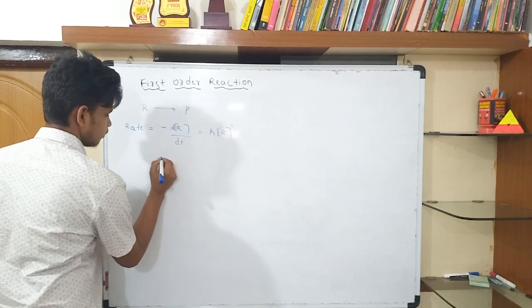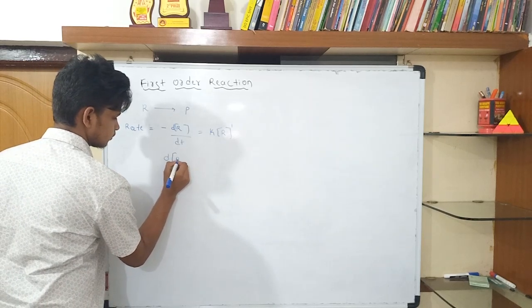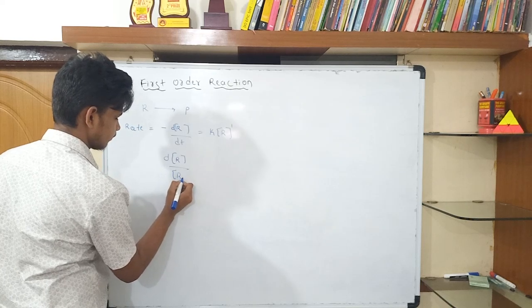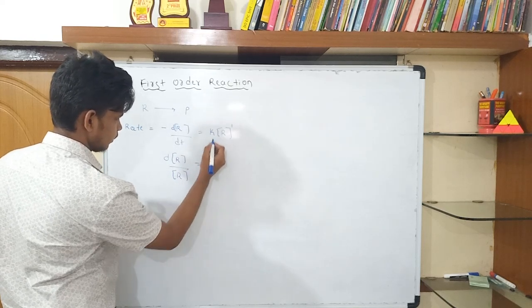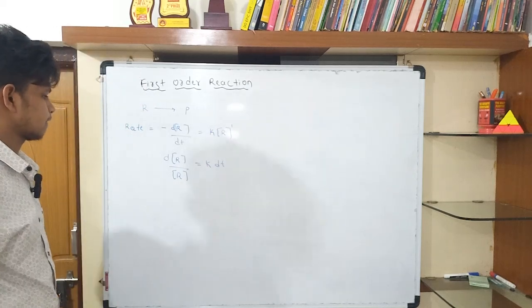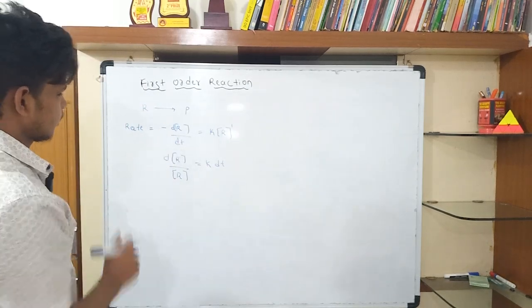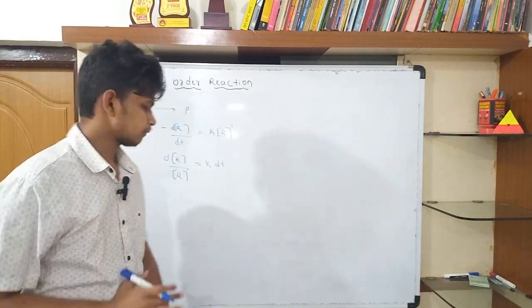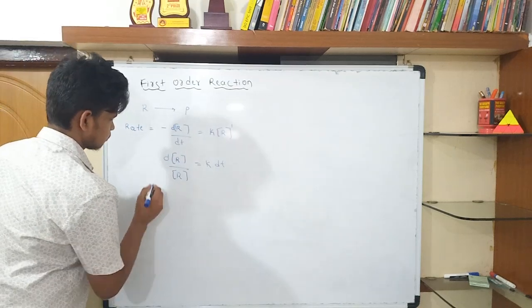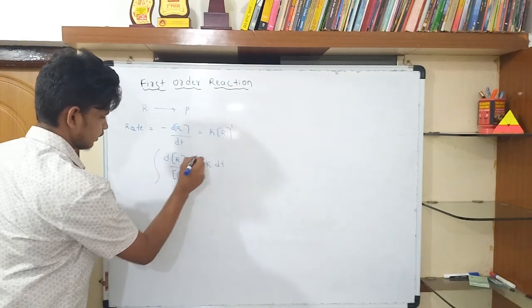Here d concentration of R divided by R equals k into dt. After this the procedure is the same. Here you have to integrate both sides. If I integrate both sides, I will directly integrate here only.